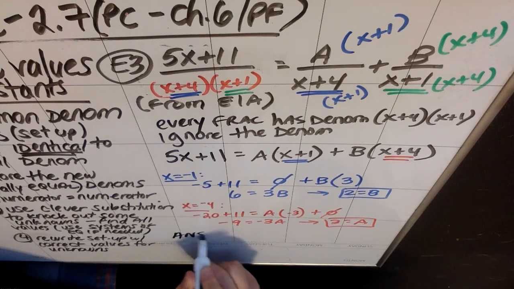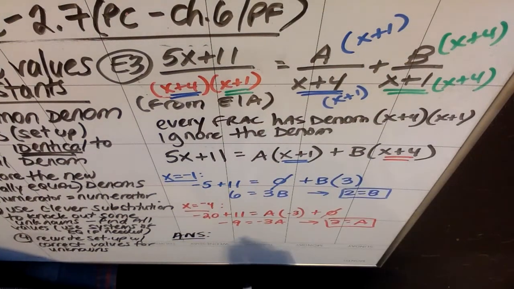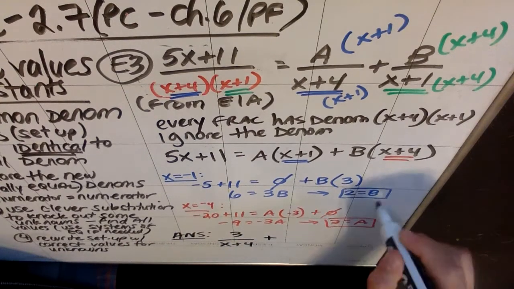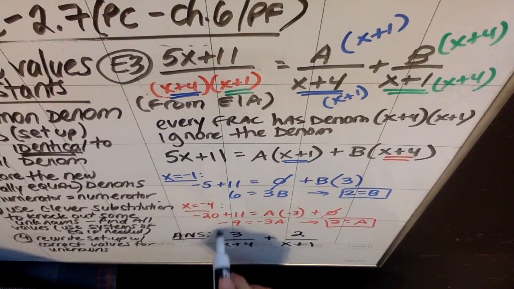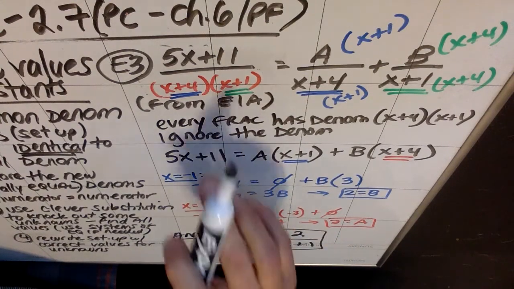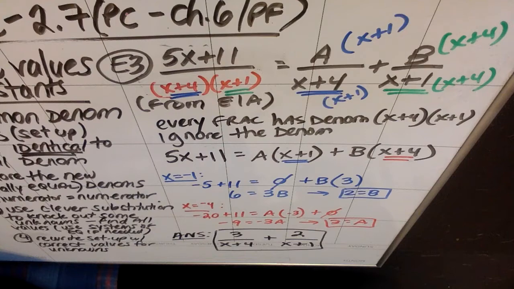My final answer is that instead of A over x plus 4, it's 3 over x plus 4 plus 2 over x plus 1. So what I've done now is I've taken this single fraction, this 5x plus 11 all over x squared plus 5x plus 4, and I've rewritten it as these two fractions.